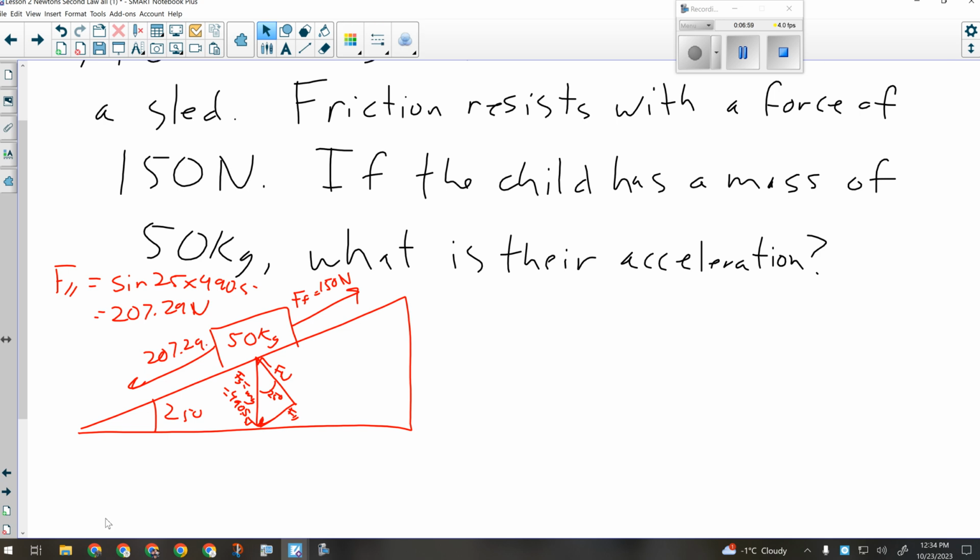Okay, so far, does what I've done fit with the context of the question? The question said the kid is sliding down the hill. Did the two forces I've identified on the hill say that that should be happening? They do. The friction acting up the hill is less than the force acting down the hill. So I want to calculate their acceleration. What do I do next?